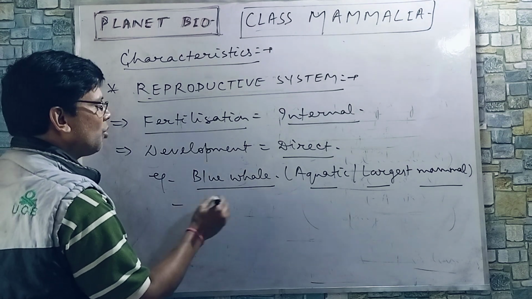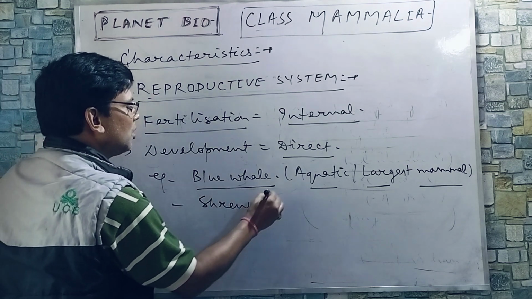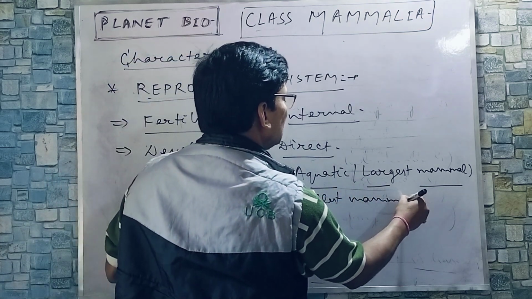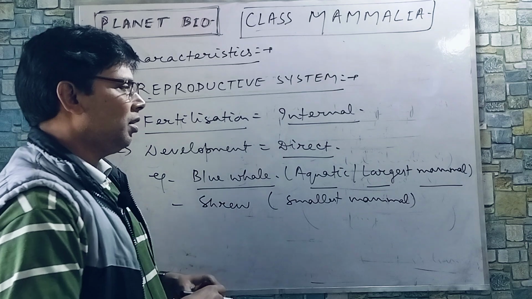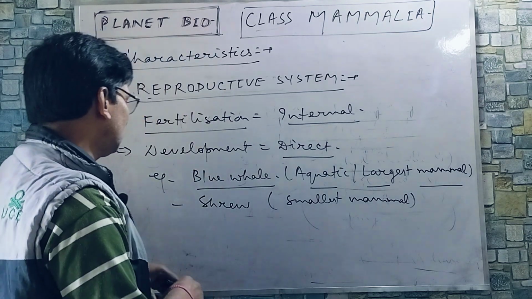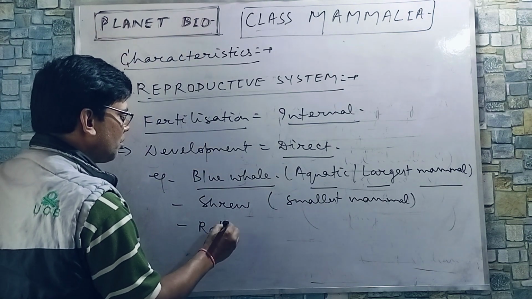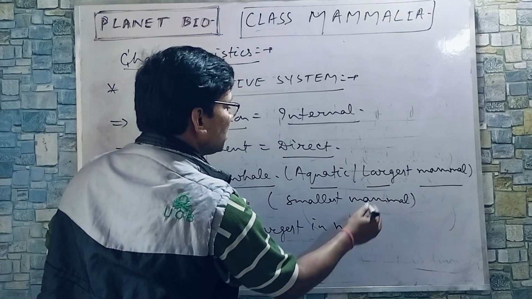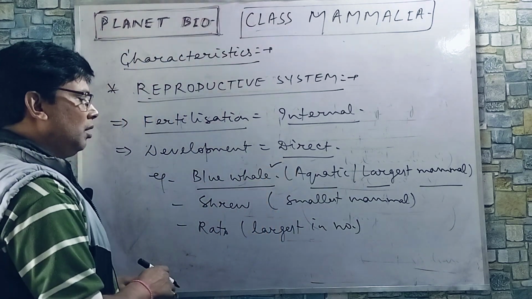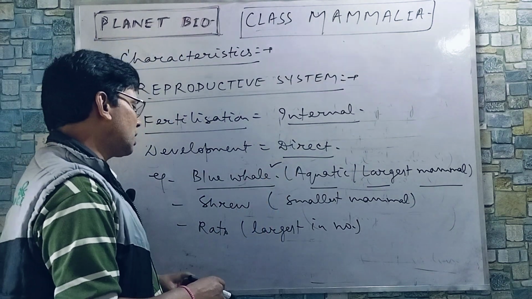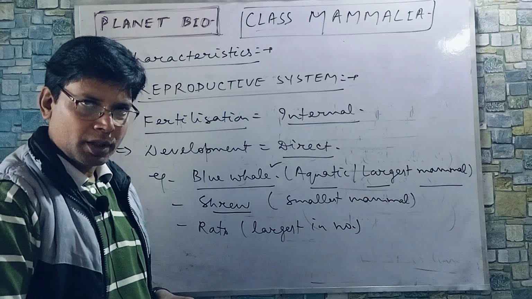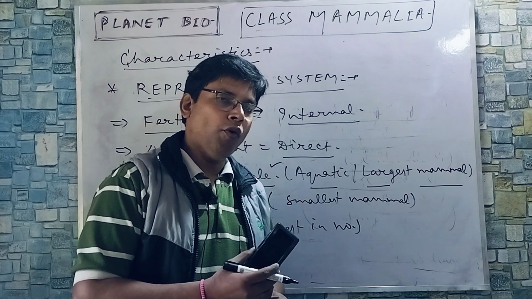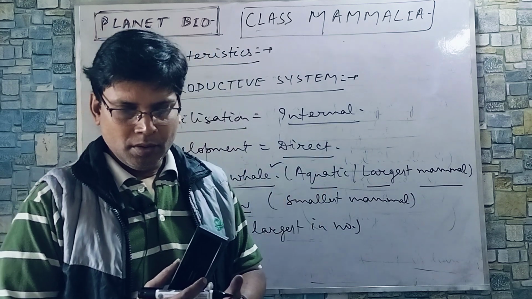The smallest mammal is the shrew. Then you can see that rats are largest in number, not largest in size. As you see, blue whales are the largest, and shrews are the smallest mammals. Rats are largest in number.